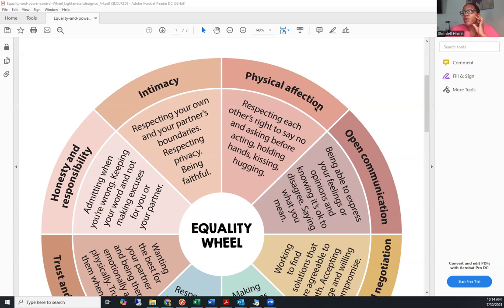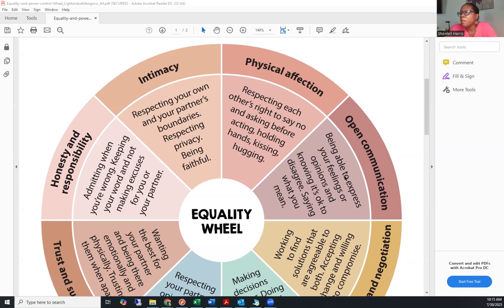Physical affection. So respecting each other's right to say no and asking before acting, holding hands, kissing, and hugging. Again, some parts of it are sexual. If somebody says no to sex, you've got to respect that. Somebody doesn't want to do it, they don't want to do it. But also showing affection, like by holding hands, kissing, hugging. So being affectionate towards your partner, because it's comforting, it's loving.